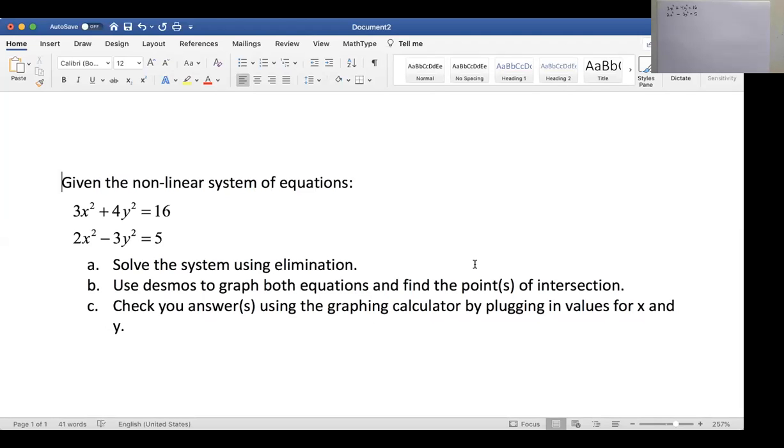Okay, this question gives us this nonlinear system of equations. 3x squared plus 4y squared is 16, and 2x squared minus 3y squared is 5. And our first goal is to solve that system using elimination. So let's take a look.